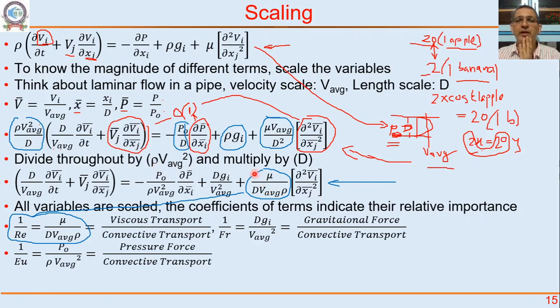So this term tells you the relative importance of viscous transport to convective transport, which means 1 by Reynolds number is a measure of viscous transport to convective transport, which means Reynolds number is a measure of convective transport divided by viscous transport. That's why we say that if Reynolds number is very small, 1 by Reynolds number is very large, viscous transport is important. Convective transport is not important. In terms of this equation now, if Reynolds number is small, this term would be significant, this term would be negligible.